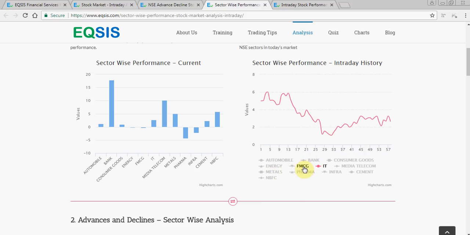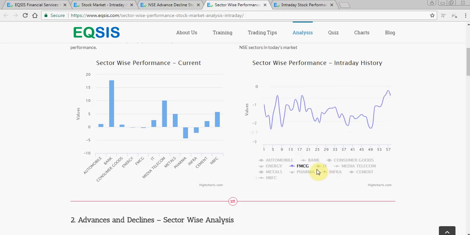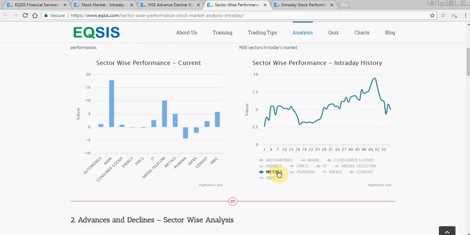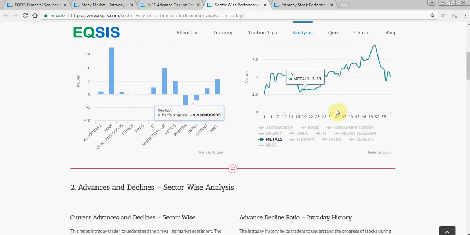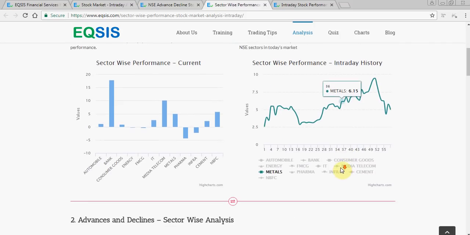Okay, now look at this. Again, this is a typical flat. FMCG is not a big deal. Metal was a good choice for me as it was moving up, so it's lost a bit here. So this is something to understand how the sectors were performing, and there is a comparison with the other one.